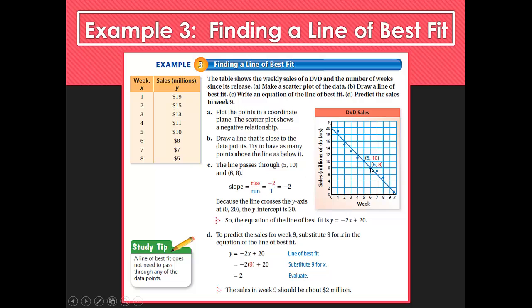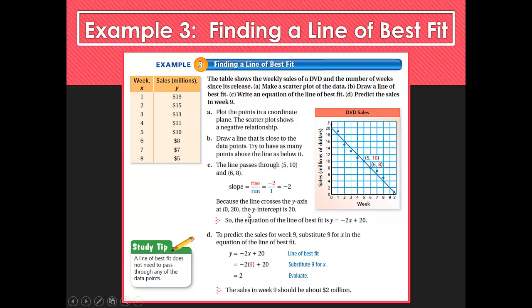So if we look here, when we're going to go up, so our rise, we're starting at 8, going up to 10. And then our run, we're going from 6 over to 5. So you're going to have negative 2 over 1, or you could have said 2 over negative 1. But that would still be equal to negative 2. So our slope is negative 2.